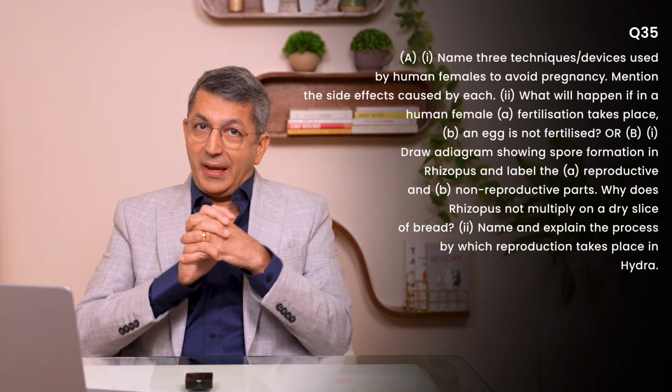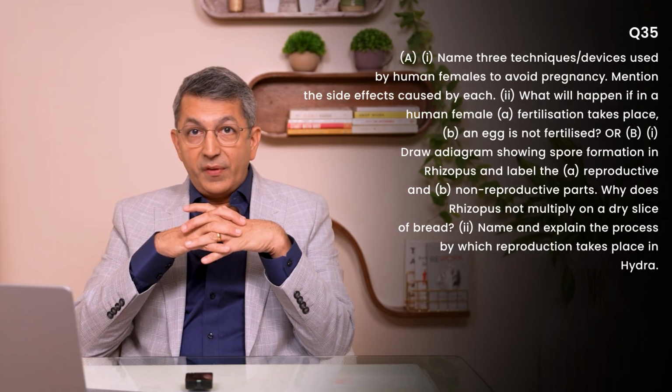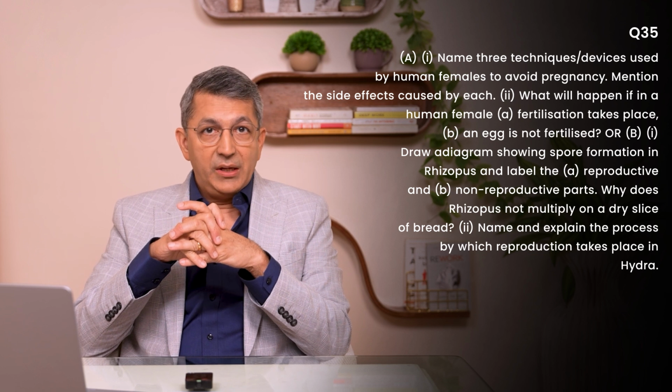Question 35A. Name 3 techniques or devices used by human females to avoid pregnancy. Mention the side effects caused by each.